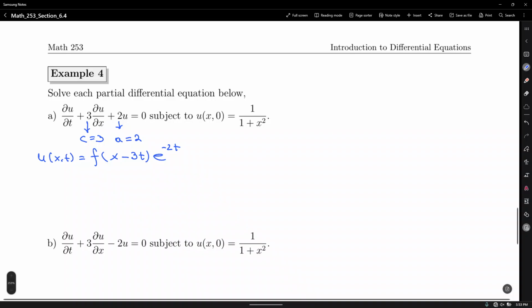However, what do we want, guys? We want the particular solution. That is, u of x comma 0 equals f of x minus 3 times 0, times e to the negative 2t, which in this case equals, oh, that's also 0, right? Times 0. So that equals f of x. What is e to the 0? Isn't that just 1? Do we need to write that 1? Not really. But what is u of x, 0 equal to? That is 1 over 1 plus x squared.